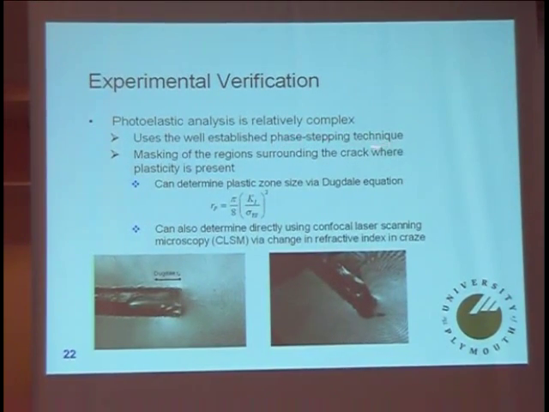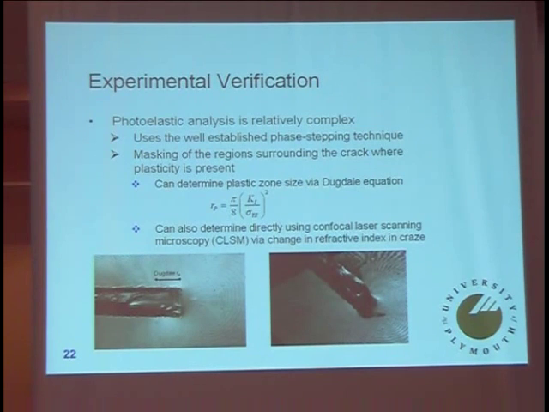It's a phase stepping technique. We mask the regions surrounding the crack where plasticity is present. We have explored the effect of that masking region on the results. And we therefore need to know the size of the plastic region, and we can do this via a Dugdale equation. But we can also directly visualize the plastic zone around the crack using confocal laser scanning microscopy via the change in refractive index in the craze.